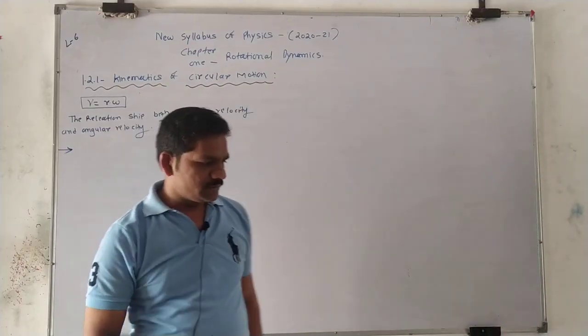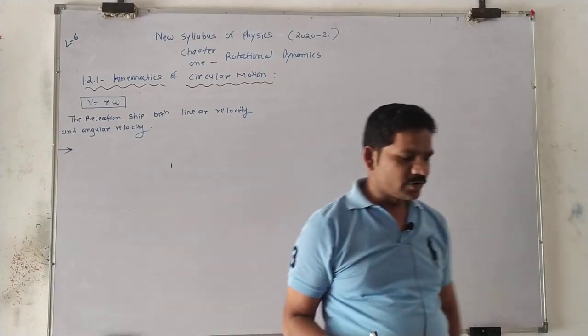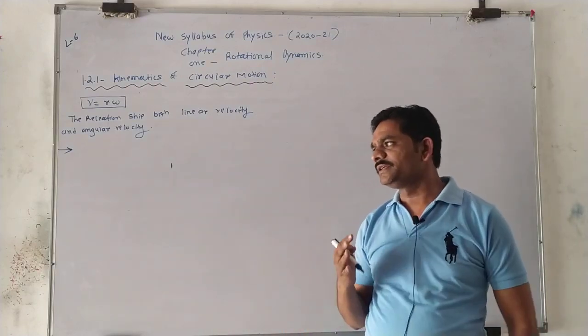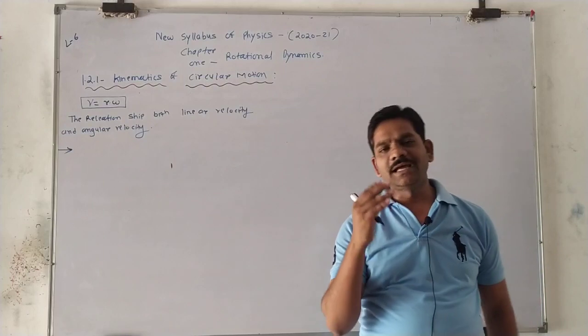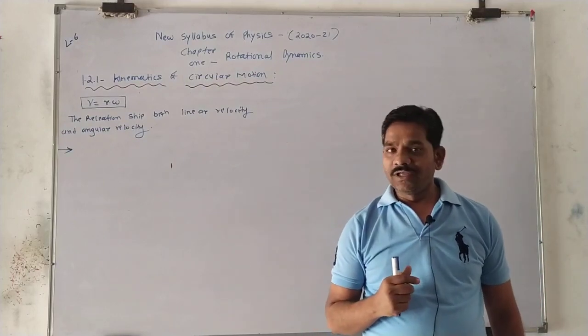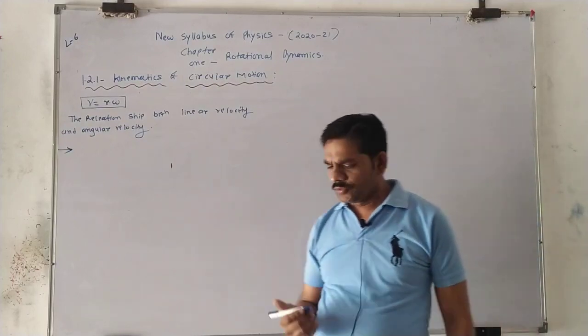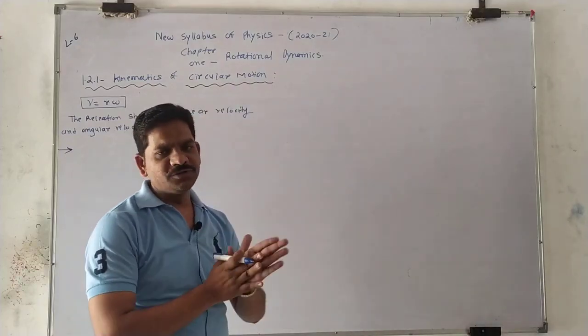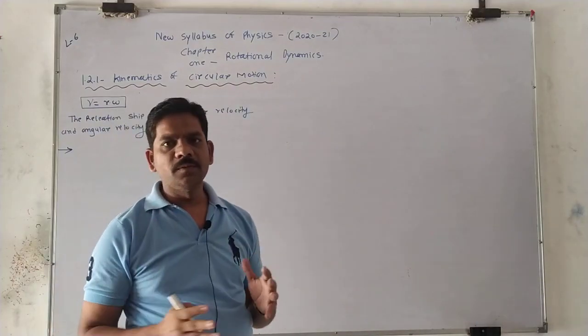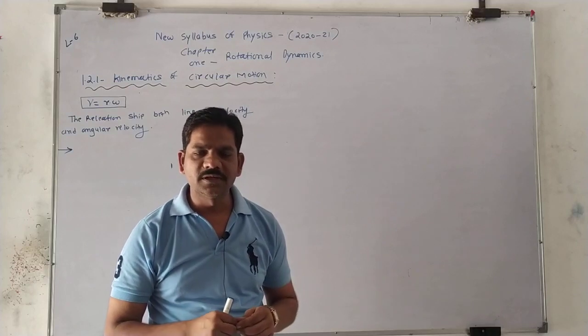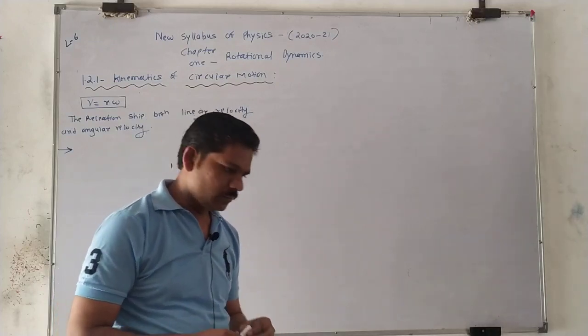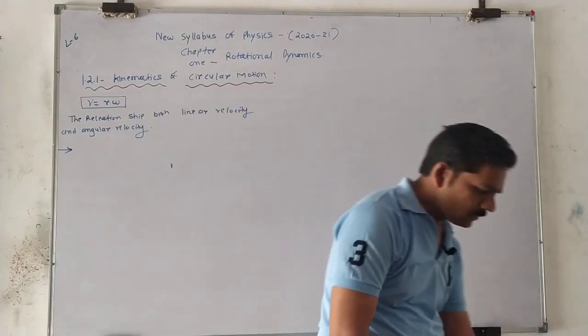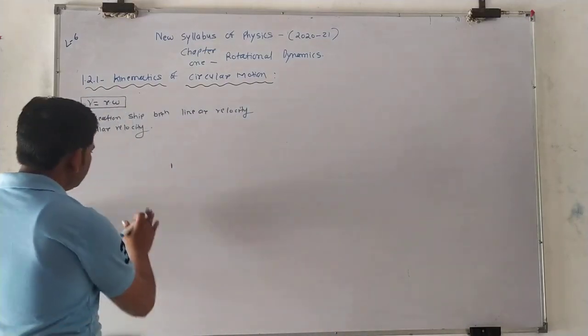We know what our chapter name is: rotational dynamics. Rotational dynamics is a study of circular motion as well as rotational motion. We know the definition of circular motion: the motion of a particle along the circumference of a circle is called circular motion, right? So we have to prove the relationship.